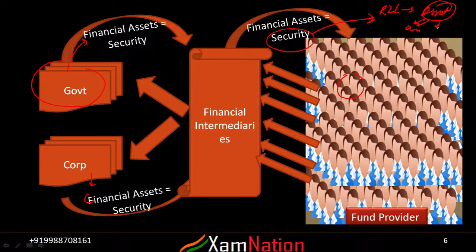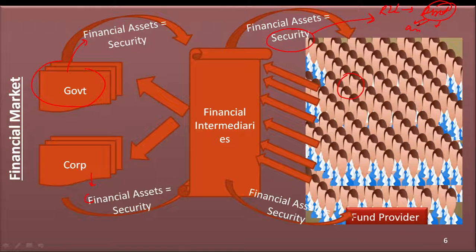Further, this asset will generate some money. Let's say this is a machine, and by using this machine some product would be produced, and by selling those products some cash would be generated. So the claim on that cash is also a security, or also a financial asset. Against this financial asset, taking it as security, the fund provider will give the money to the government or corporate. Now where will all this happen? This transaction of security, this transaction of money, all this will happen in the financial market. So the financial market is the place where all of these things happen.